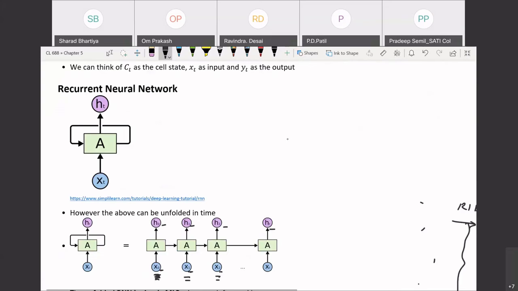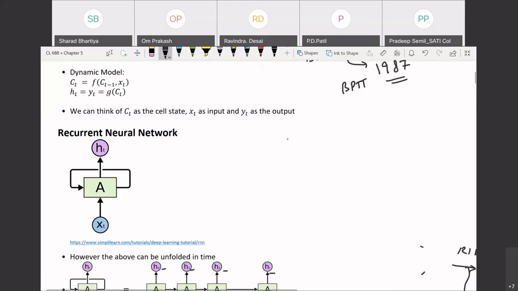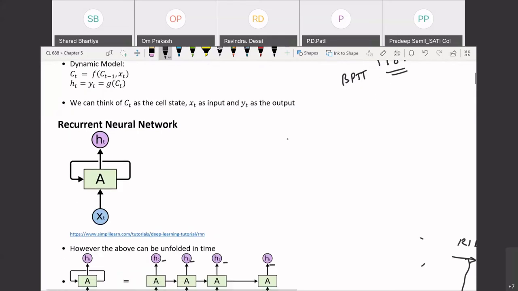Okay. So the recurrent neural net, as you can see, this is an input, and h of t is your output in this particular case. So this is like your y, and this is your dynamics, okay, like shown over here.